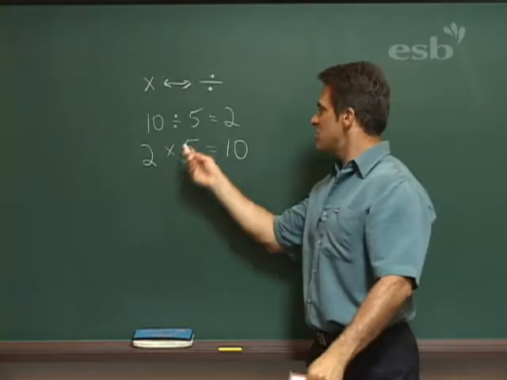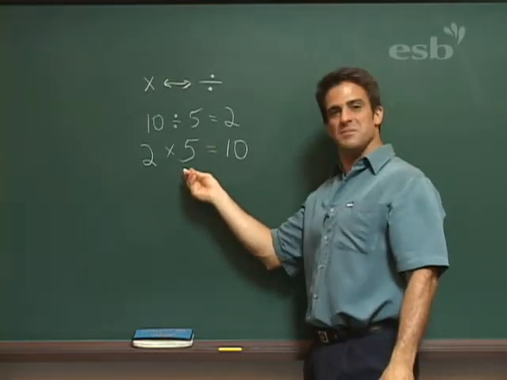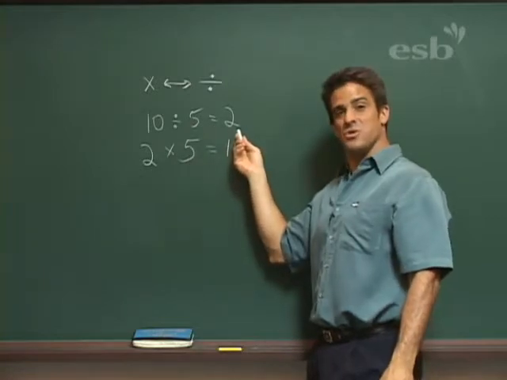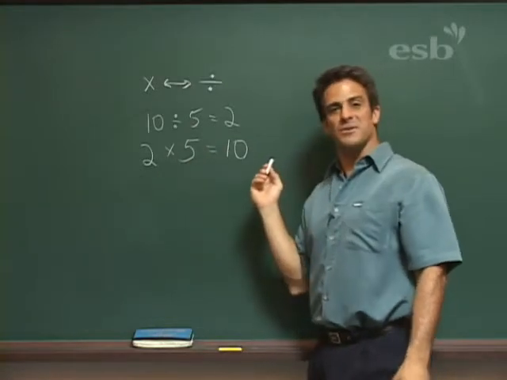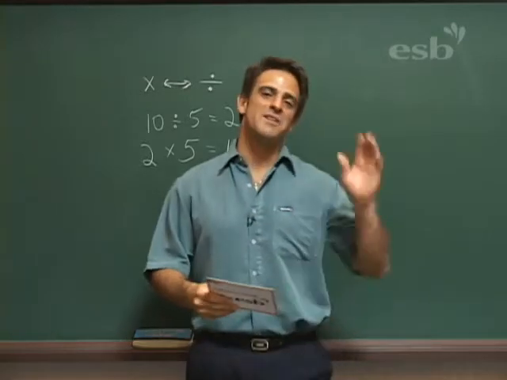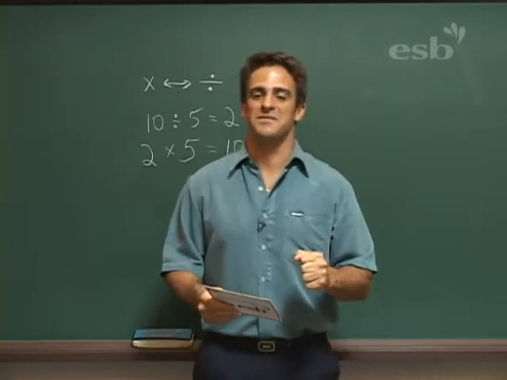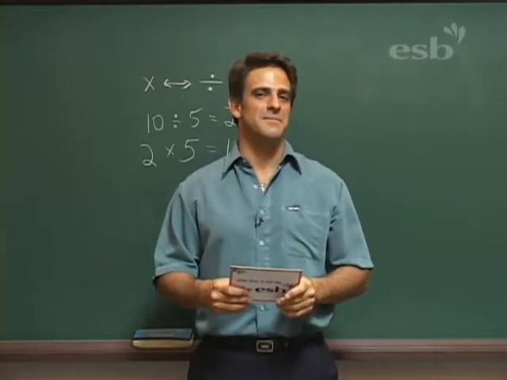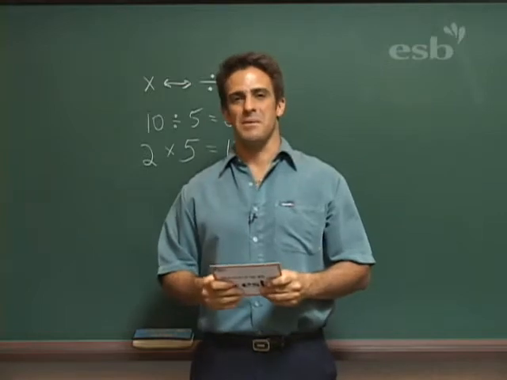Yes, we can check division by using multiplication. 10 divided by 5 equals 2. 2 times 5 equals 10. Very good. Those are a lot of very important properties of division. Please review them and please don't forget them. You always need to remember them.